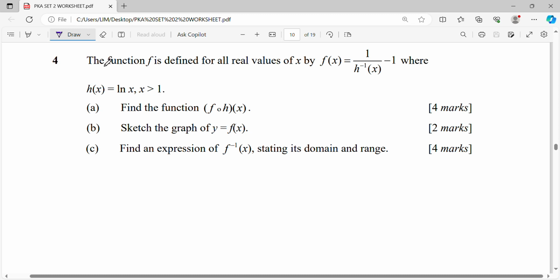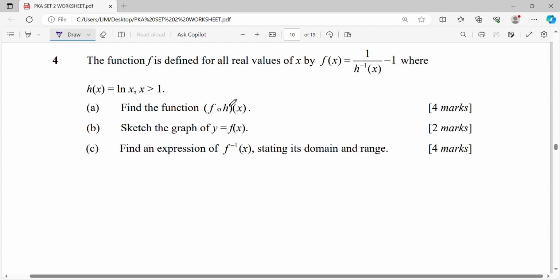For this question, they say that the function f is defined for all real values of x by f(x) equals 1 over h inverse(x) minus 1, where h(x) is equal to ln x, and we have a condition here: x is more than 1. So for the first question, A, find the composite function f composite with h.